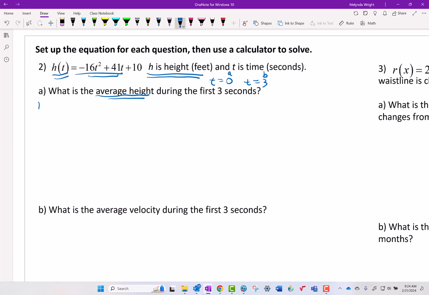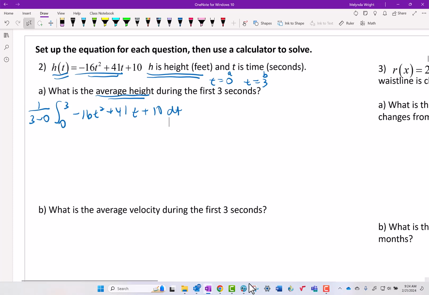All right, so 1 over 3 minus 0, integral from 0 to 3 of negative 16t squared plus 41t plus 10 dt. And now we're going to go to our calculator. I'm going to pause here for a second. Is everybody okay?